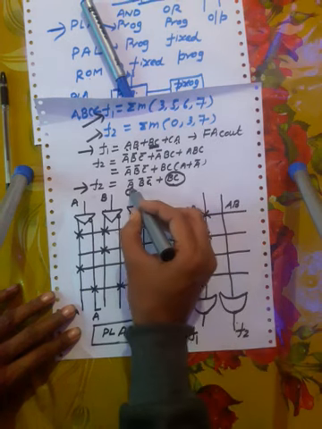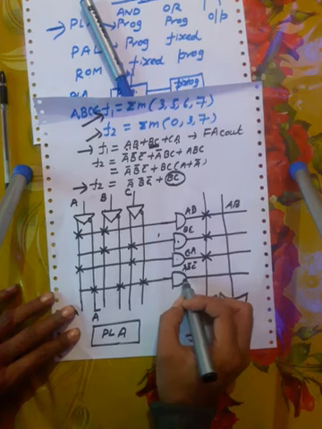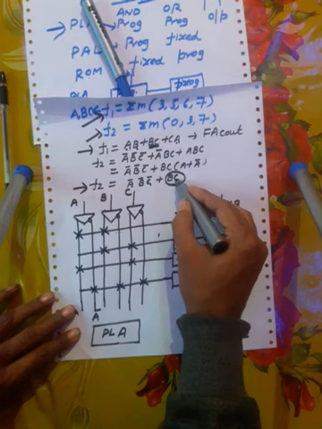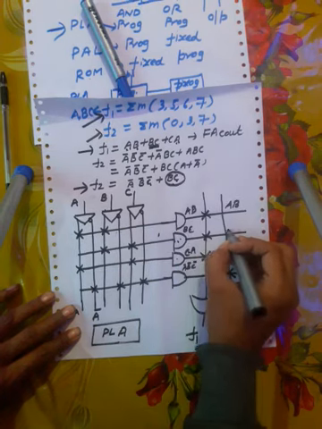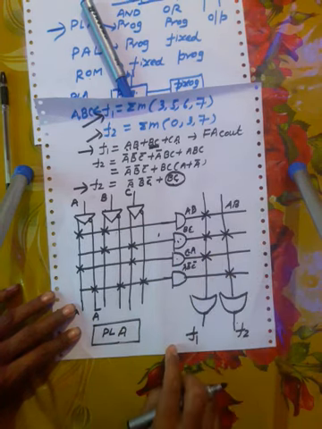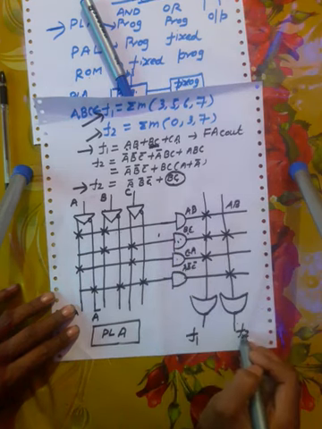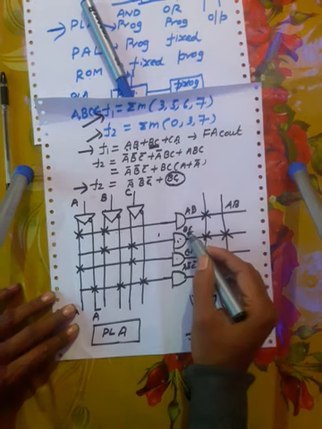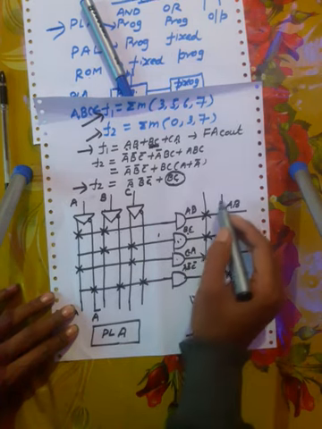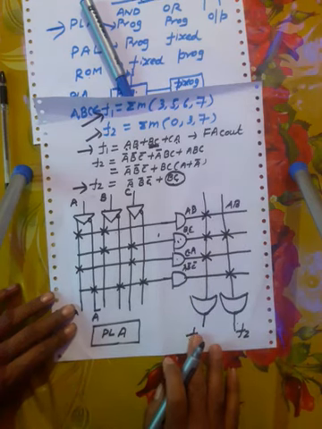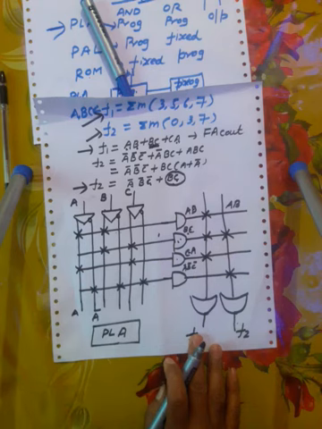What is F2? F2 is A bar B bar C bar plus BC. So from where is A bar B bar C bar coming? From here. BC is coming from here. So this is your F2. In this, the OR is programmable, which means we can reuse this BC for F2 again. In F1 we are using this BC, and again in F2 we are using this BC. So it is programmable. This is the implementation by using AND gates.